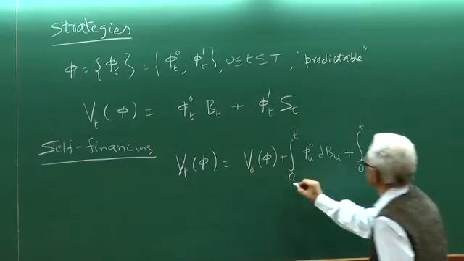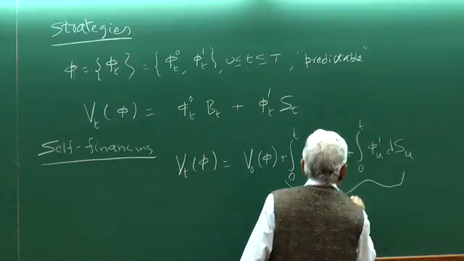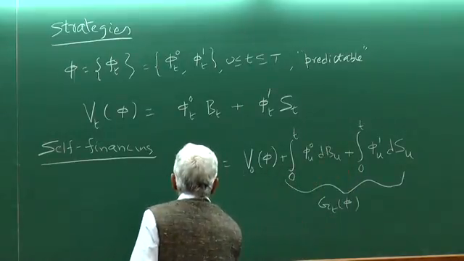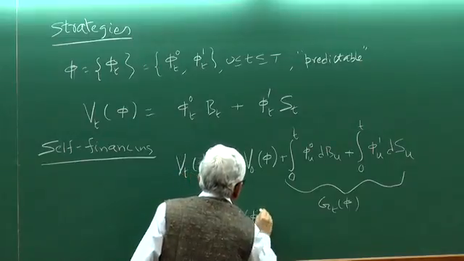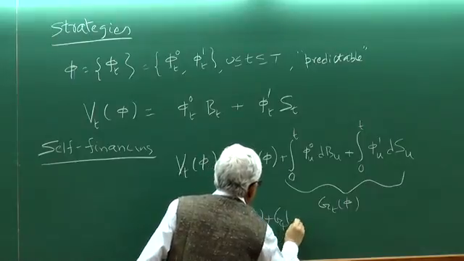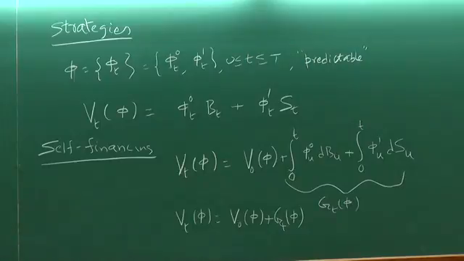This is called G t of phi. In other words, V t of phi must be equal to V 0 of phi plus G t of phi, the gain. Remember, I said yesterday that the gain may be a loss also; it need not be non-negative, it could be negative also. So this is the definition of a self-financing strategy.